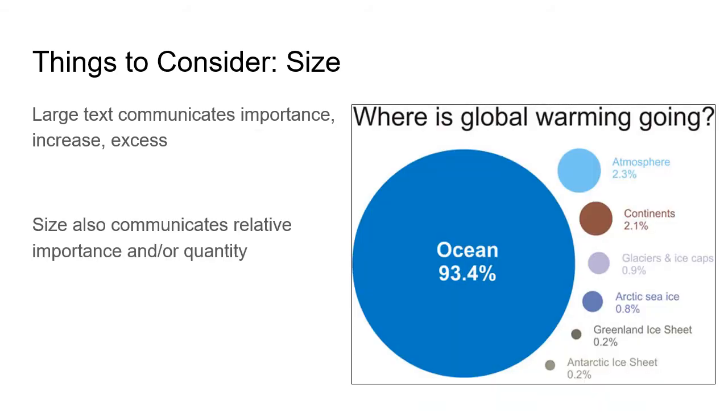So size can also communicate relative quantities, right? If we're talking about where global warming is going, here we have circles that represent the relative percent, as far as their size, for where that warming is going. So we can see that the ocean absorbs the vast majority of that warming, where the rest of it is distributed in these increasingly small areas.